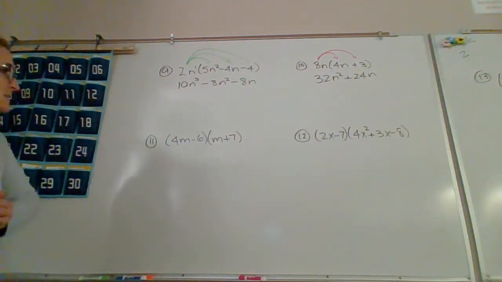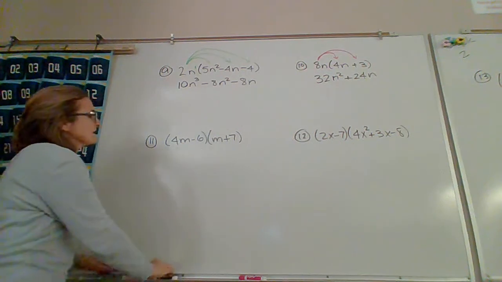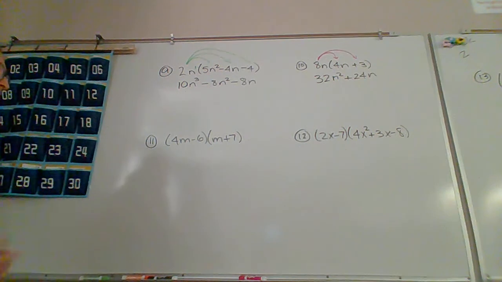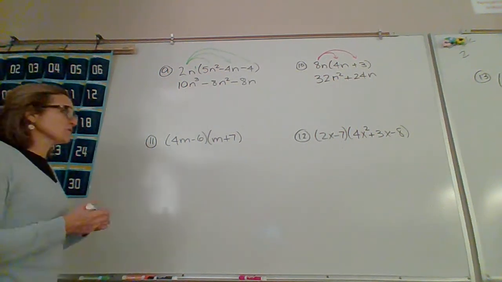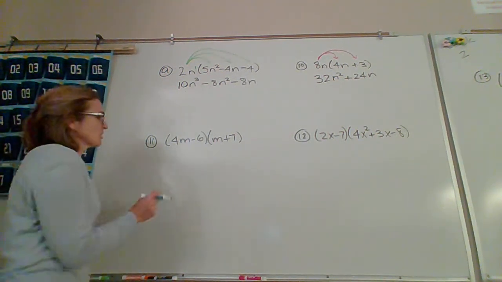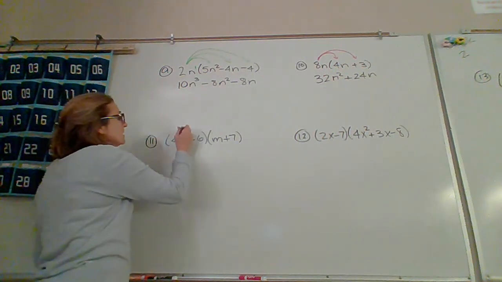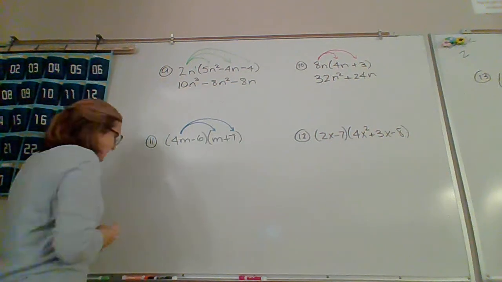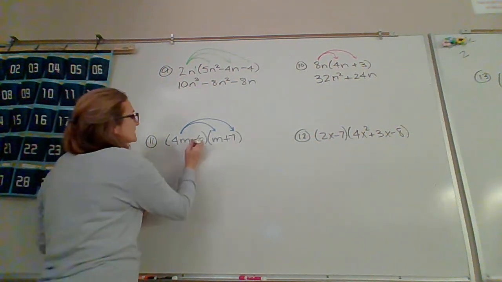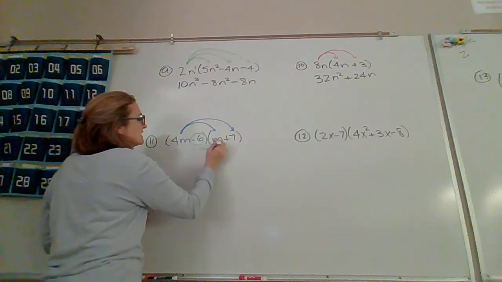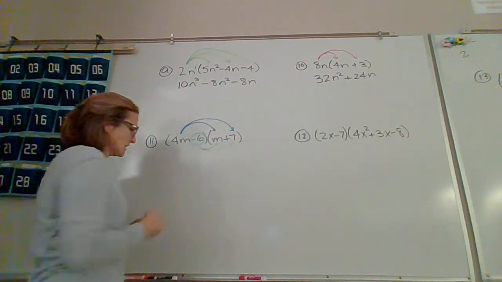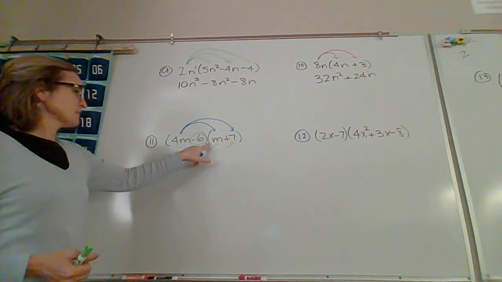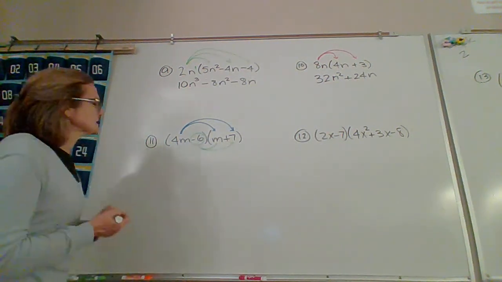All right, so for numbers 11 and 12, it's a binomial times a binomial. So some of you call this FOIL. I prefer not to call it FOIL. I prefer to just think of this as distribution. And we're going to distribute the 4m to both terms. And then we're going to come back and pick up the negative 6. And we're going to distribute the negative 6 to both terms. And we know this is multiplication because when you look at these two parentheses, you don't have a sign between them. And so we know that that always means multiply.